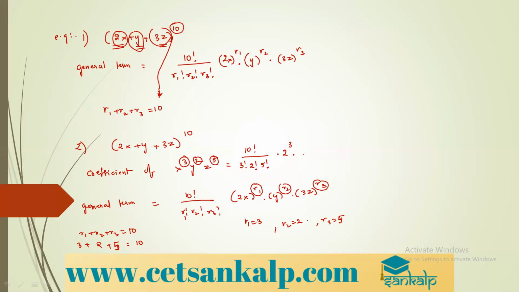So that I'm not writing. Coefficient is 1, of course. And then 3z. 3 power is R3. So 5. Z power is 5. So we are finding the coefficient of x cube y square z power 5. And this is what we will get. This is the answer.